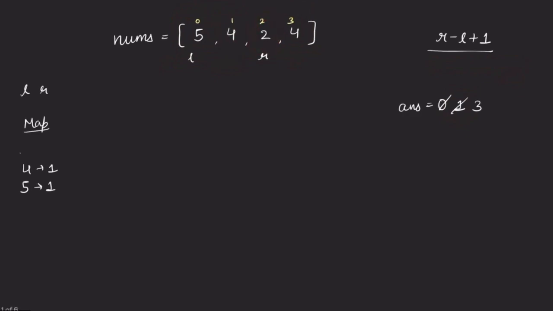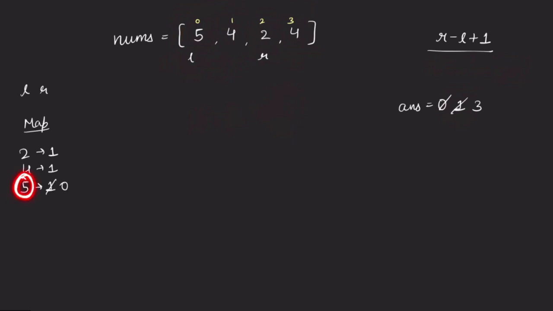This will be updated in the map. So corresponding to 2, the frequency will become 1. Now, the maximum element is 5 and the minimum element is 2. Their difference is 3, which is not less than equal to 2. So now it means that we should shrink our window, right? Now, when you shrink your window, you move your left forward, right? So now when we are moving left forward, this 5 will no longer be present in my current window, right? So I will decrease its frequency in the map. So it will become 0.